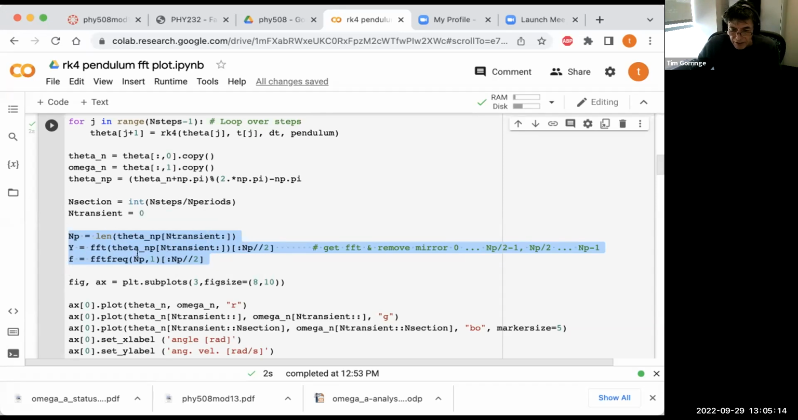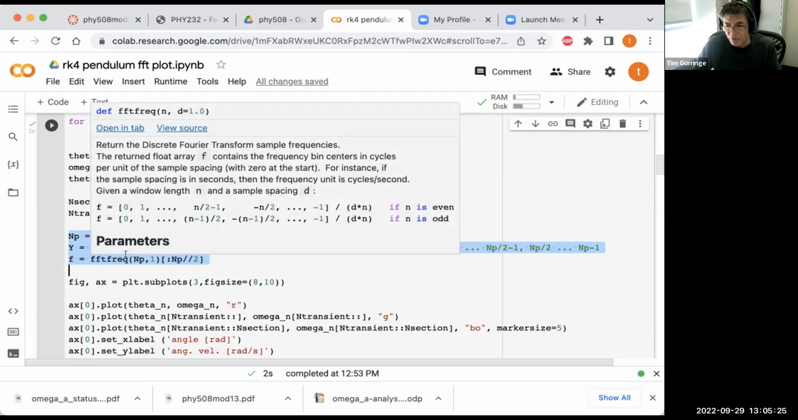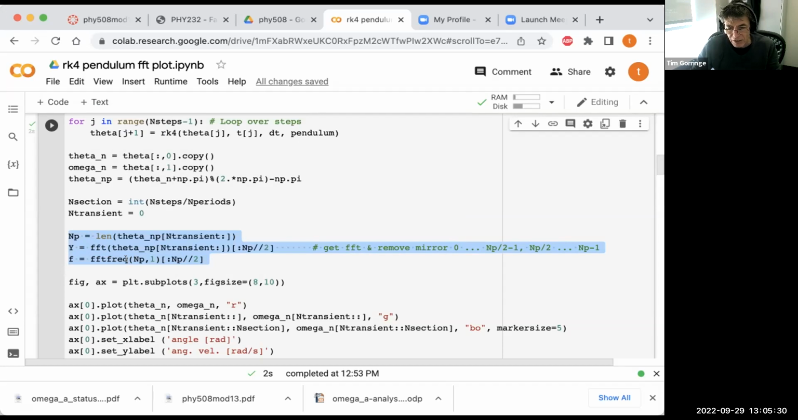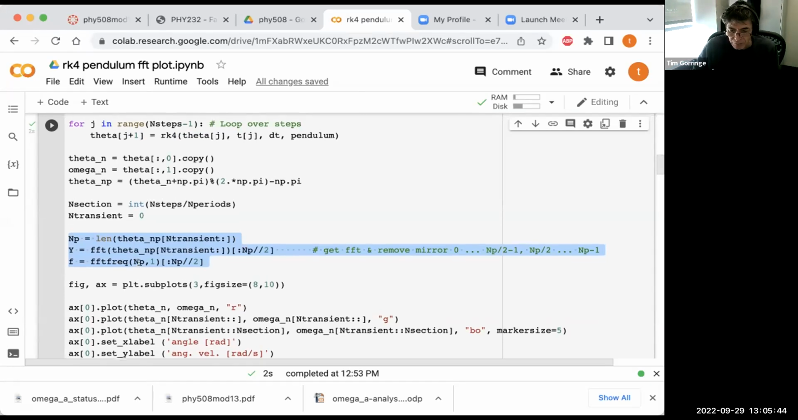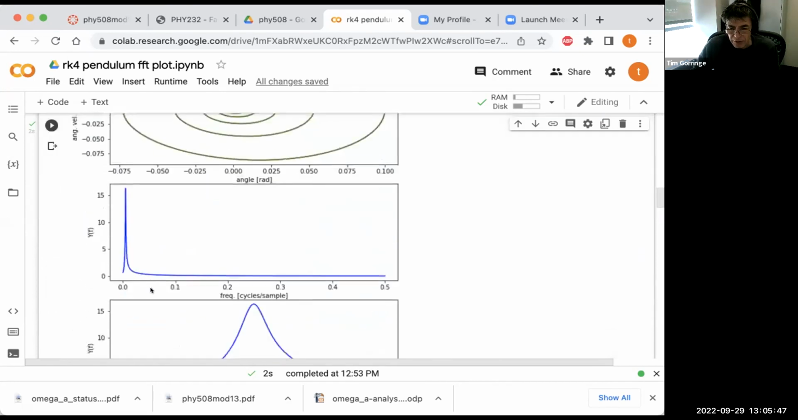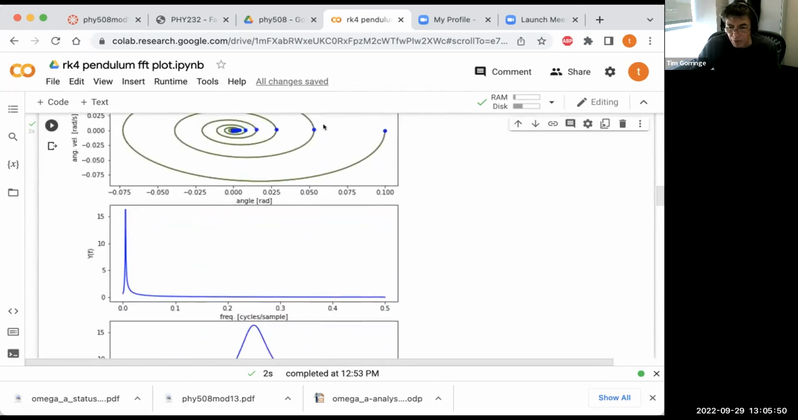The other thing you'll notice here, here's where I'm calculating the frequency spectrum in cycles per sample. So I can view the frequency distribution, view the data in the frequency domain in the language of cycles of the pendulum per sample. Remember, my samples are going to be 1/200th of either the natural period or the driving period. And then I make plots as before. Here are plots for the case of the damped pendulum that I'm going to make.